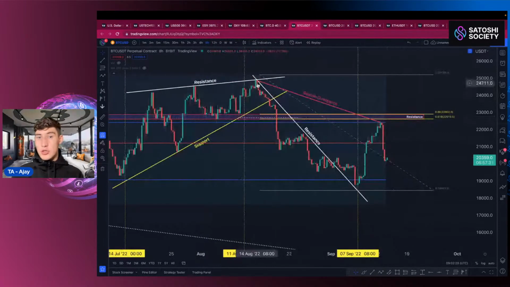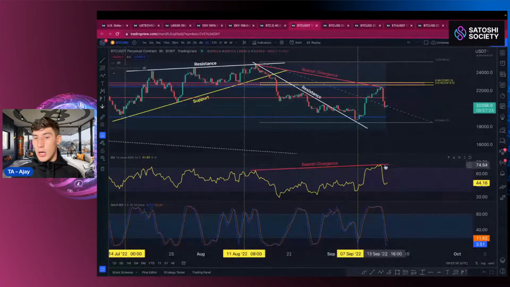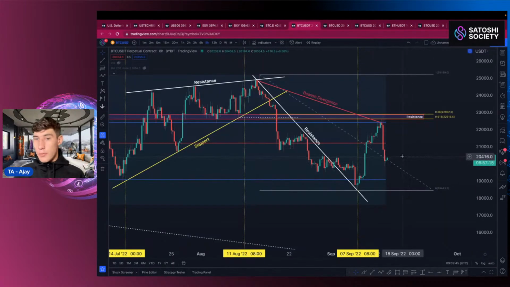Another reason was because we were seeing a bearish divergence as well. So we've got lower highs on the Bitcoin chart. Looking on the RSI, we were getting higher highs. And to add on to that as well, the RSI was above 70, so we were overextended. So here we can see that there is a lot of confluence for this trade.